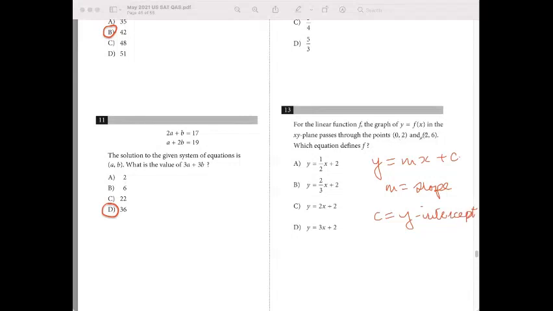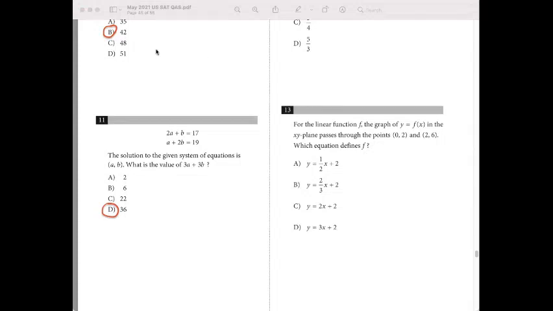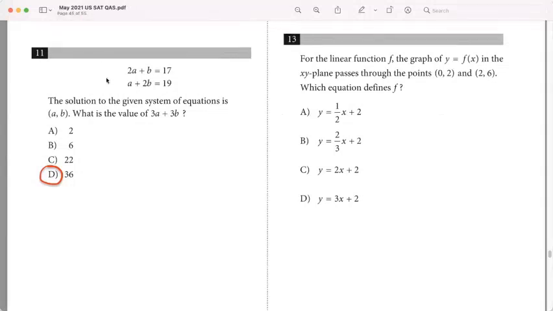Okay, so slope we can find using y2 minus y1 divided by x2 minus x1. So that's 6 minus 2 divided by 2 minus 0. So that's 2. My slope is 2. And since it passes through (0, 2), the y-intercept would be 2. So the equation of the line would be y equals 2x plus 2, which is option C.